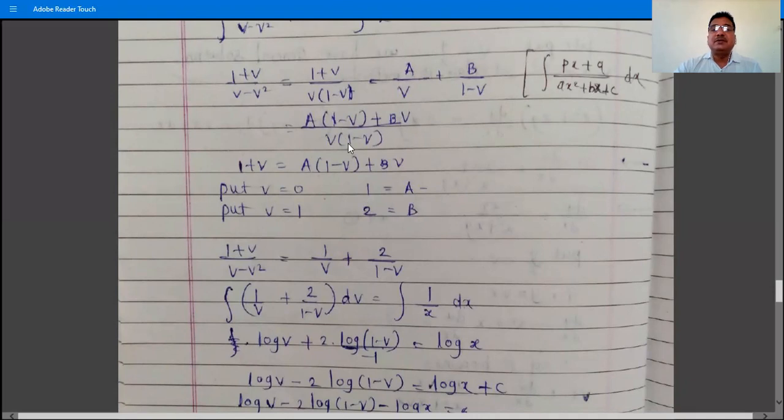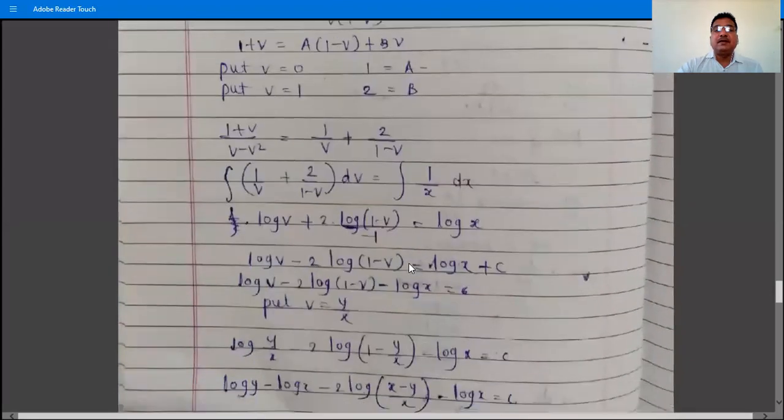1 minus v is equal to 0 implies v is 1. So we have 2 is equal to b into 1, since the coefficient of a is now 0. So b is 2. And therefore the partial fractions of (1 plus v) divided by v(1 minus v) are 1 divided by v plus 2 by 1 minus v.